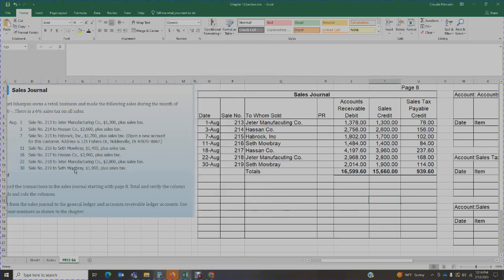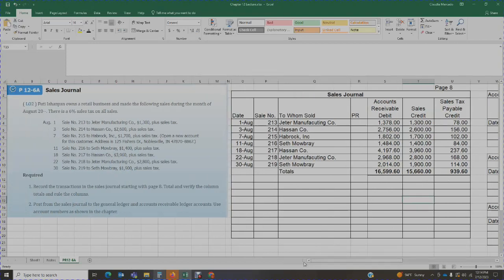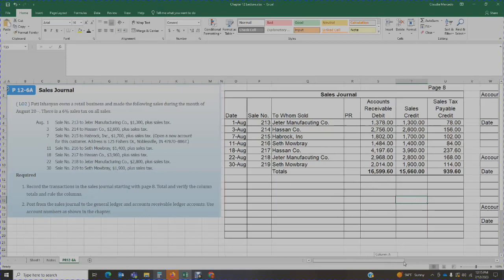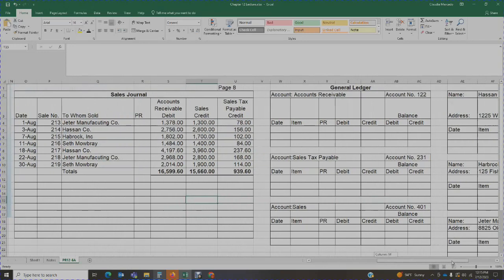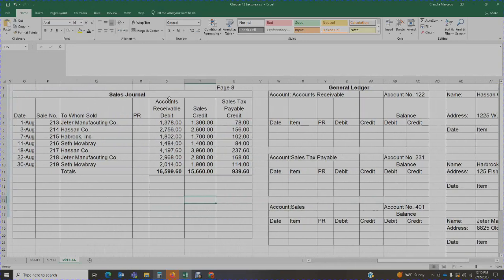So it says here to record the transactions in the sales journal, which we did, total and verify the column totals and rule the columns, which we've done. Now it says to post from the sales journal to the general ledger and accounts receivable ledger accounts. Use account numbers as shown in the chapter. So we have three accounts that we're posting to: accounts receivable, sales, and sales tax payable.